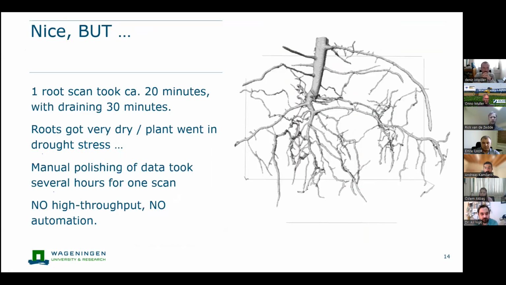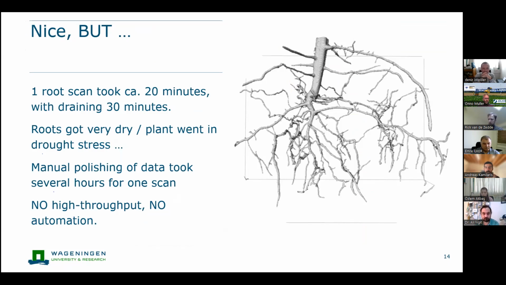So let's stop here because it is nice, but it took 20 minutes to scan the pot by turning it around in the X-ray system. The draining took also 10 minutes. So we are already 30 minutes for each individual plant. The roots got super dry. That's why the contrast is so beautiful. And the plant actually suffered.